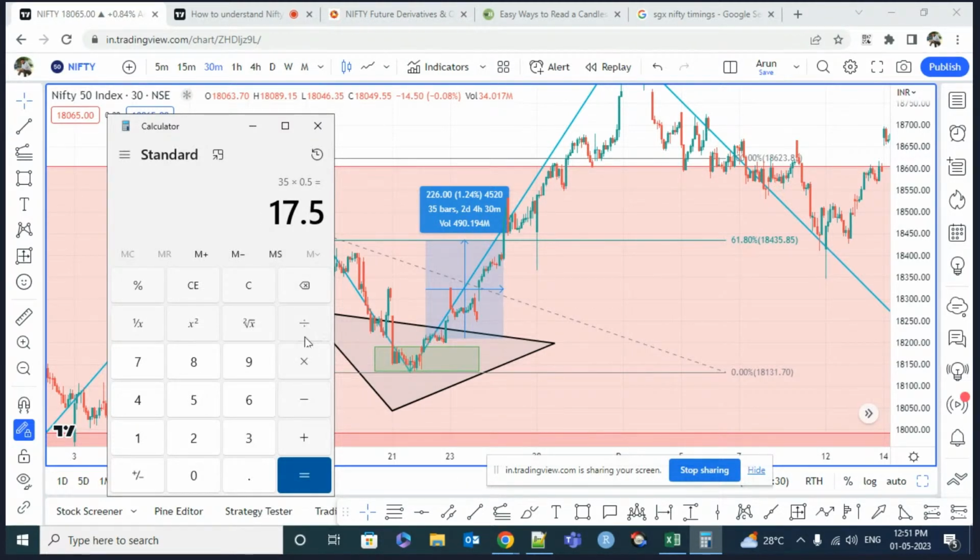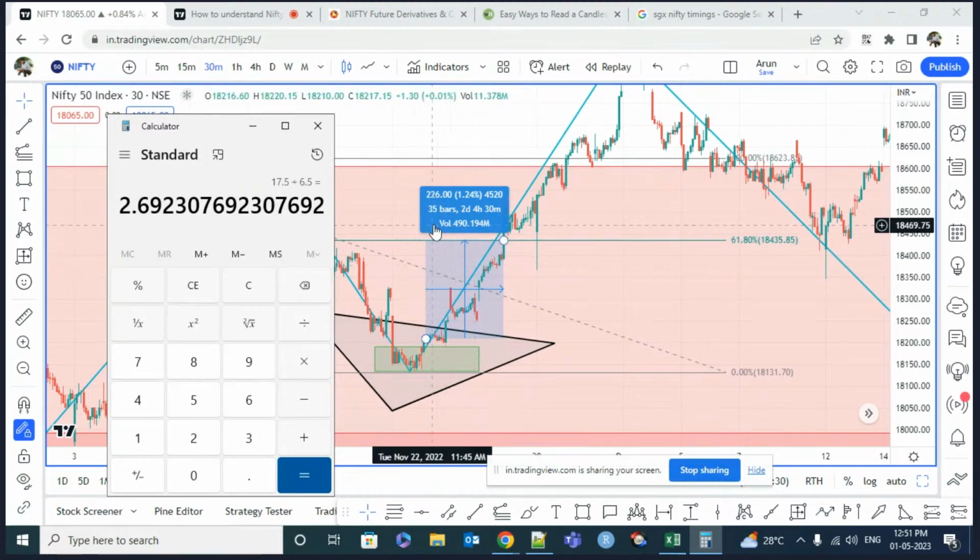And then in India, the trading session is 6.5 hours. So I'm dividing it by 6.5. That gives 2.6 trading sessions. Roughly, let's assume it's three trading sessions. So in three trading sessions, I am able to catch these 226 points in one go. Fine.